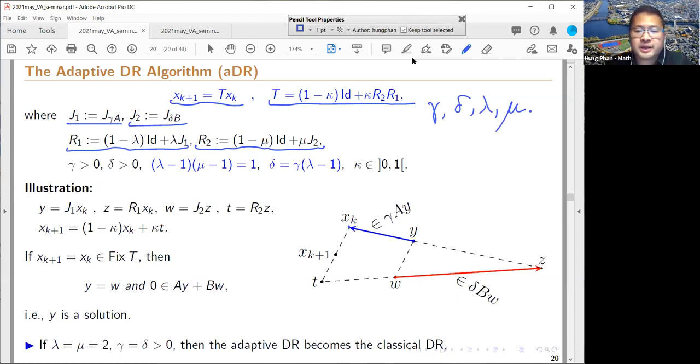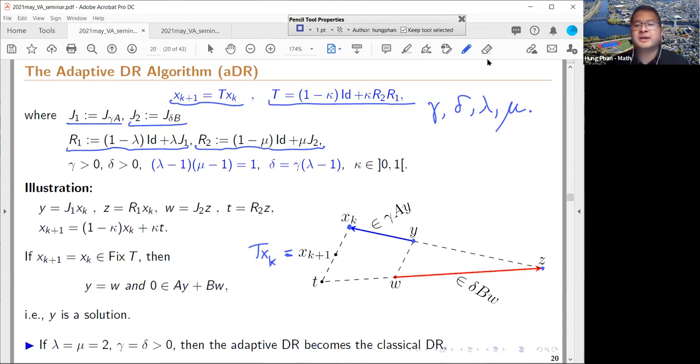So let's see how we generate the sequence. Again, starting from x_k, you can see from the picture, we generate the first point y. Then we make a relaxed resolvent, z. From there, we take the second resolvent to w, and then move back to t. Then taking the convex combination, the affine combination, we obtain x_{k+1}.